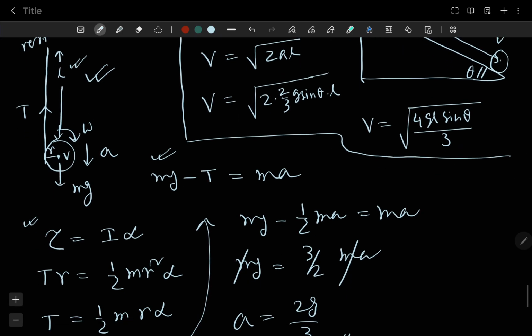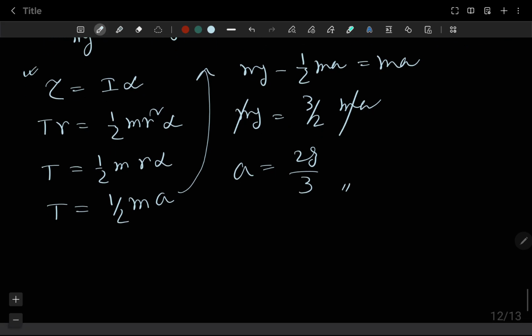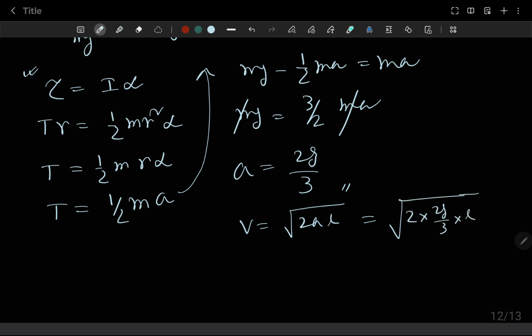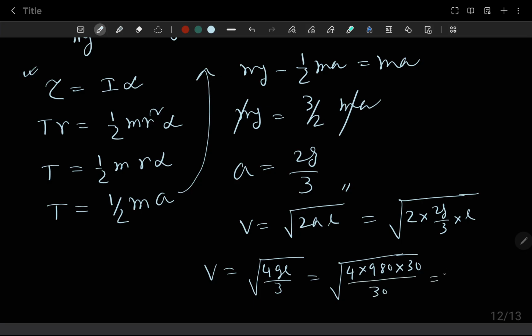So v will be, it is moving with an acceleration a, so what will be the velocity? V will be root 2al, so it will be root 2 into 2g by 3 into l, so v will be root over 4gl by 3, isn't it? So it will be 4 into 980 into 30 by 3, so it is 4 into 98, let us write like this, 49 into 2, and this is 100.